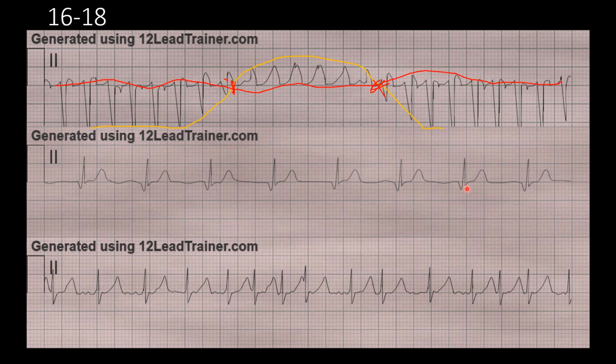So it's faster than that, but it's not junctional tachycardia, which would be a junctional rhythm that's faster than 100. So therefore this is an accelerated junctional rhythm.